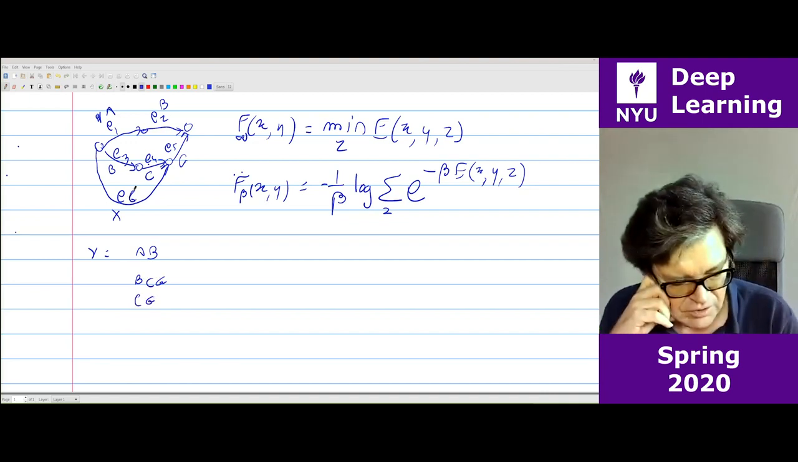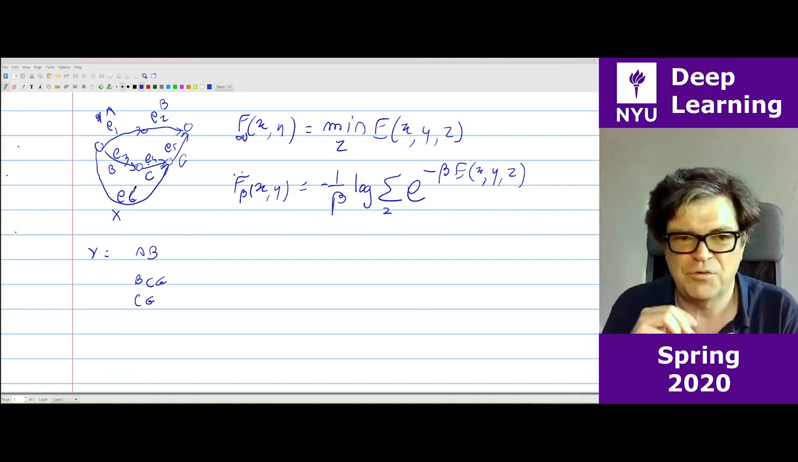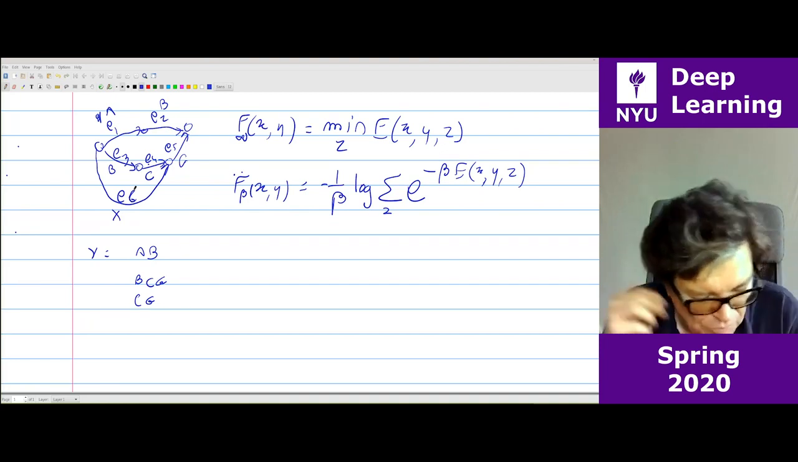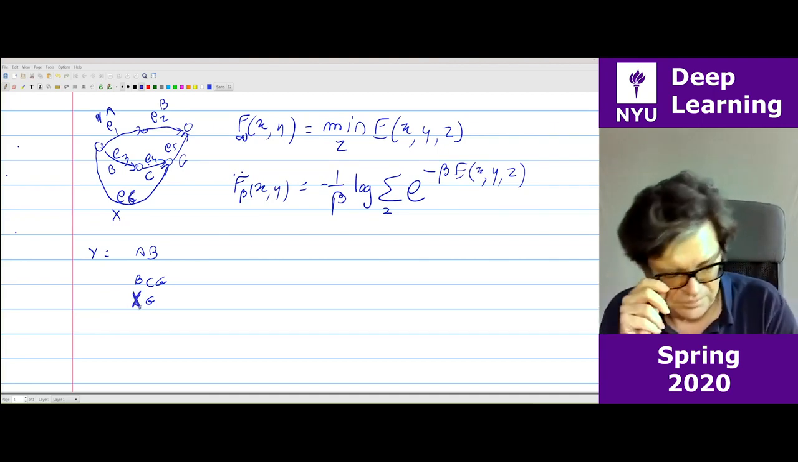Okay, if this is C. Okay, those are the... That's an X. That was an X, right? EC. I'm sorry, you're right. This is a 6. It's X. Thanks. You're right. Sorry about that.